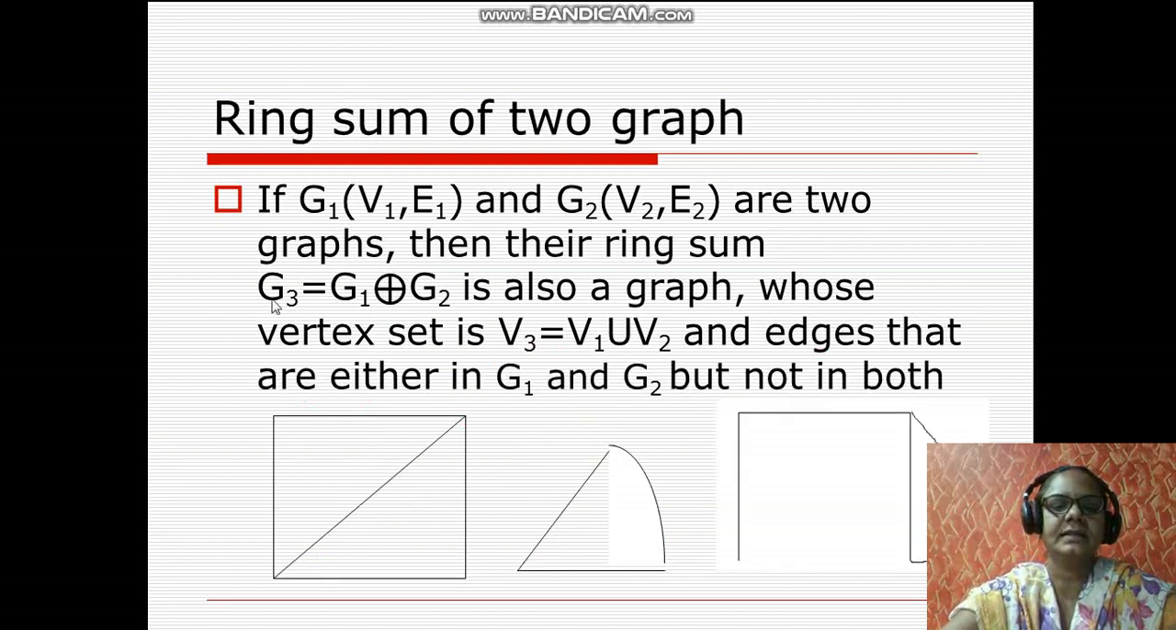Then the third last operation on a graph is the ring sum of the two graphs. We have to take the ring sum of two graphs. G1 V1 E1 and G2 V2 E2. These are the two graphs, the first graph and the second graph.